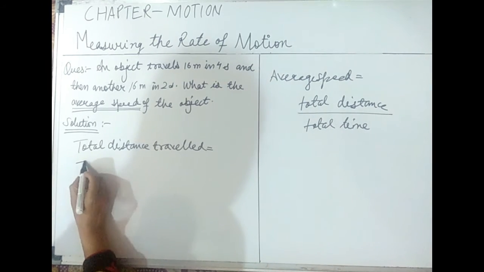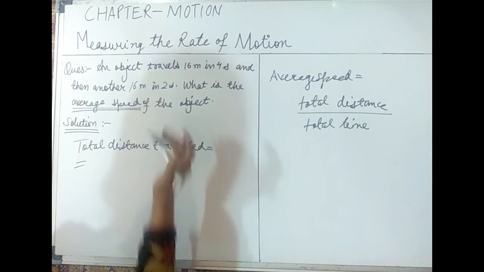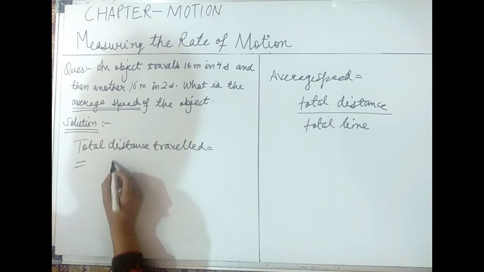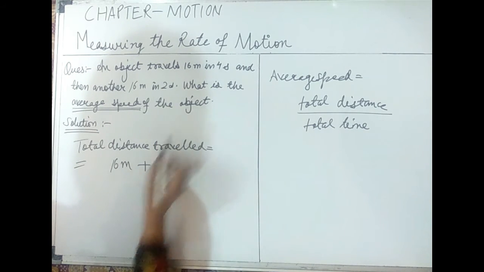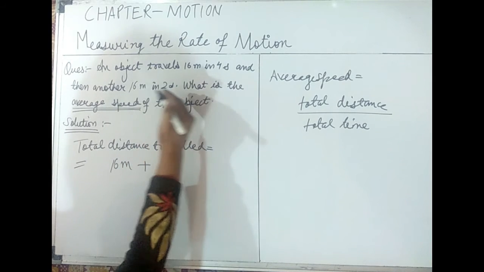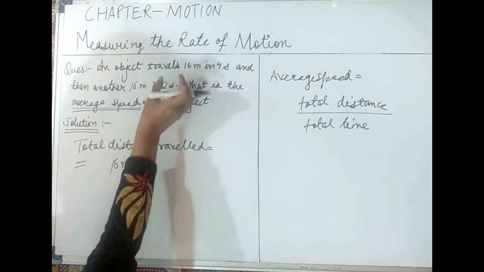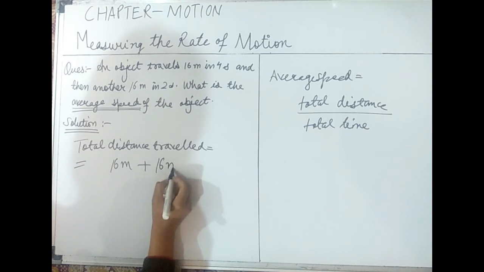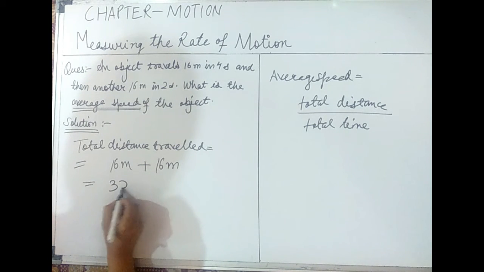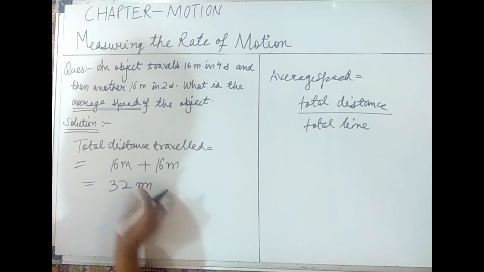First, let's calculate the total distance traveled. Here, the object first travels 16 meters in 4 seconds and then another 16 meter in 2 seconds. So first it covers 16 meters and then it again covers 16 meter. The total distance traveled is 32 meter. 16 plus 16 is 32 meter.